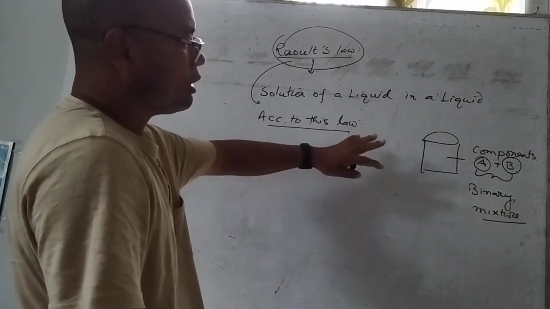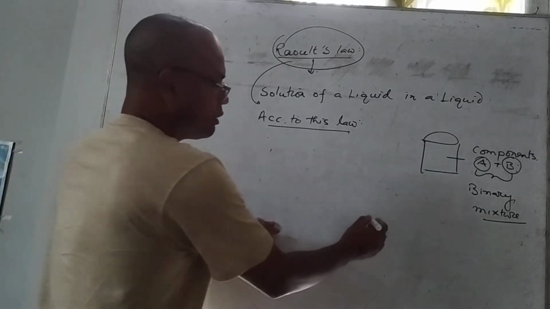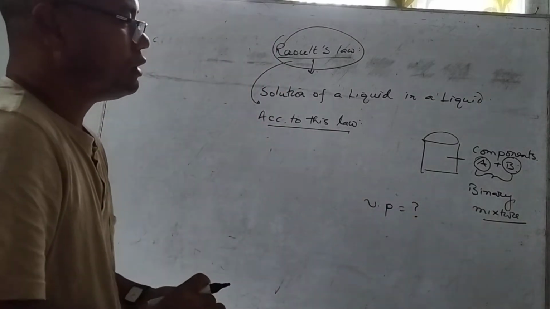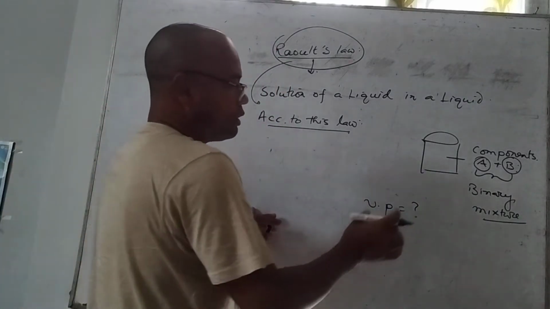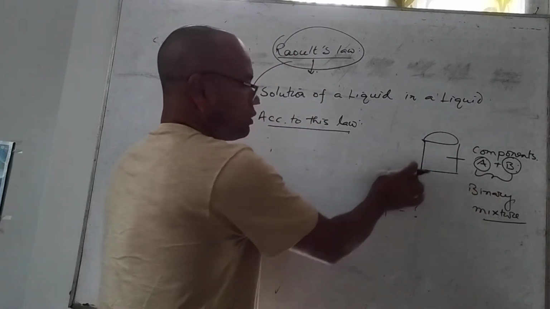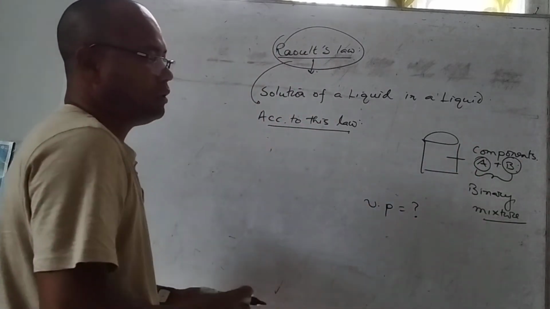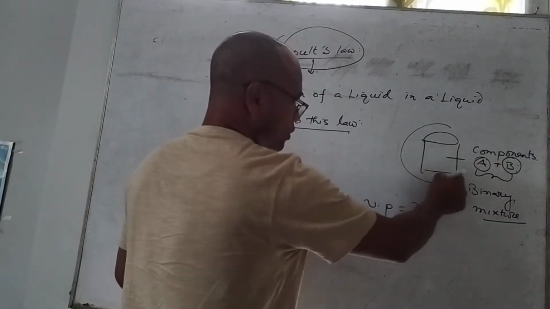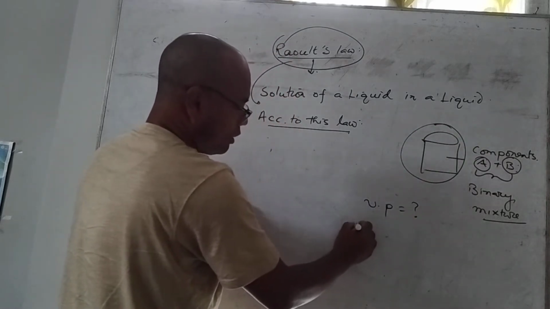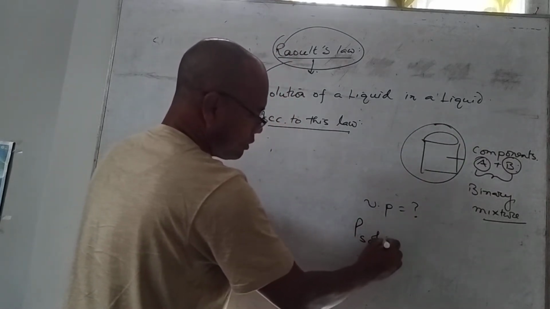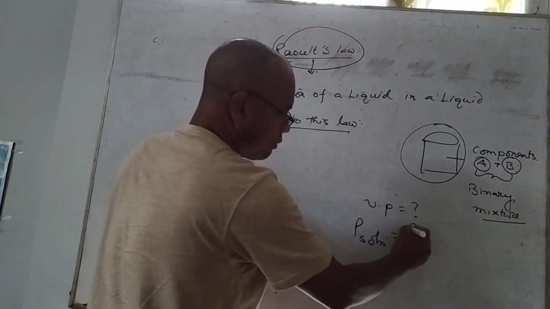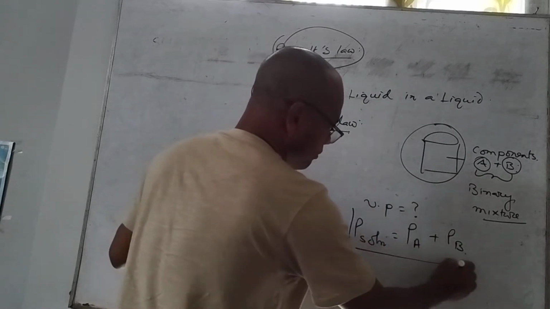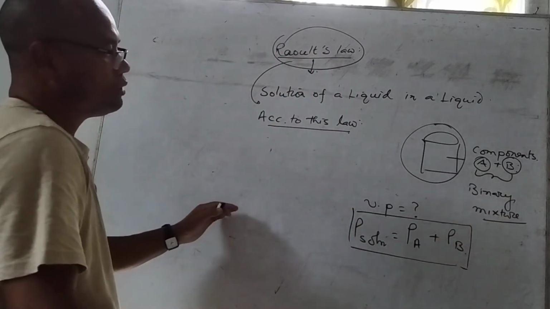So what is the important property of the liquid? That is the vapor pressure. Now here, in our solution, what is the vapor pressure of A in the solution? What is the vapor pressure of B in the solution? So the total vapor pressure of the solution is the vapor pressure of the component A plus the vapor pressure of the component B. We must remember these things, right? So this is the solution.